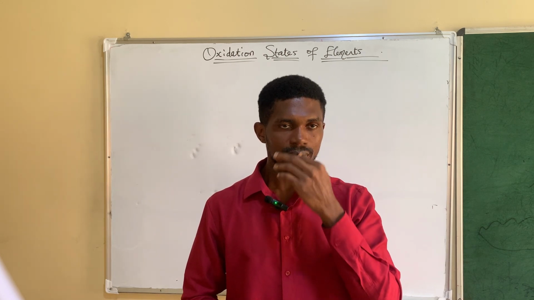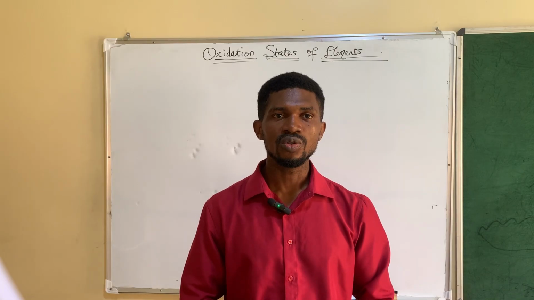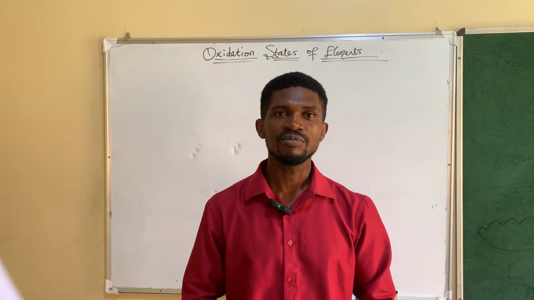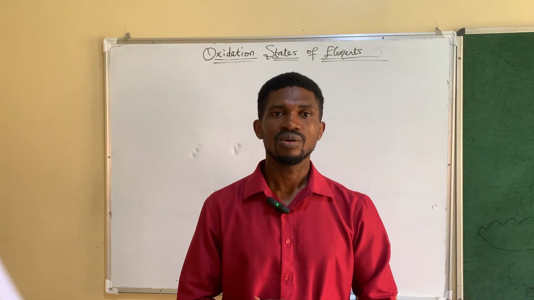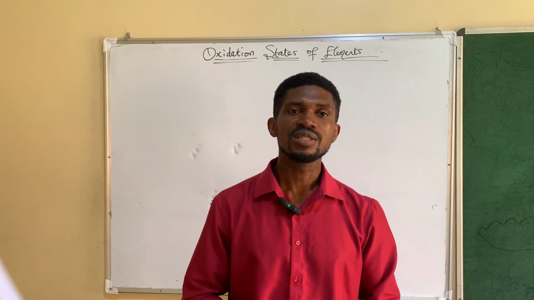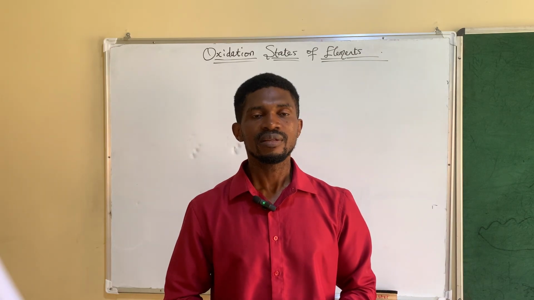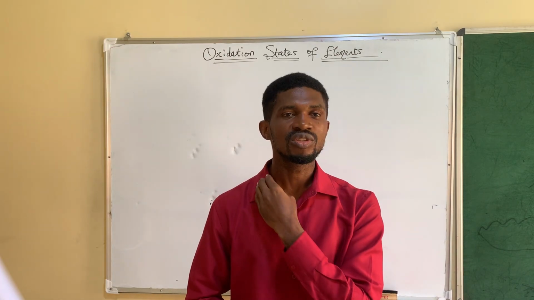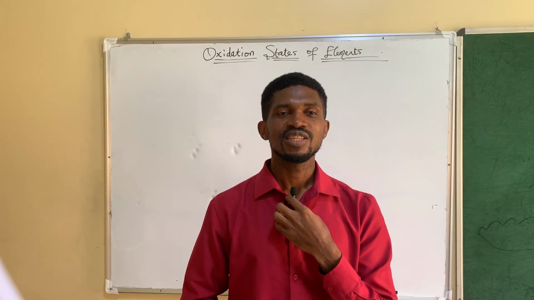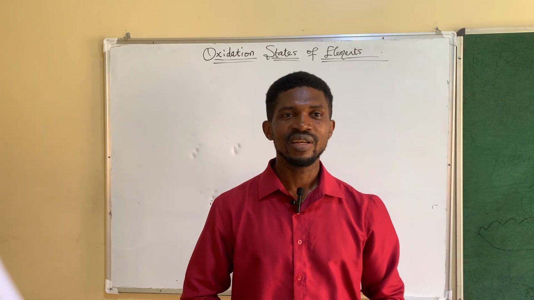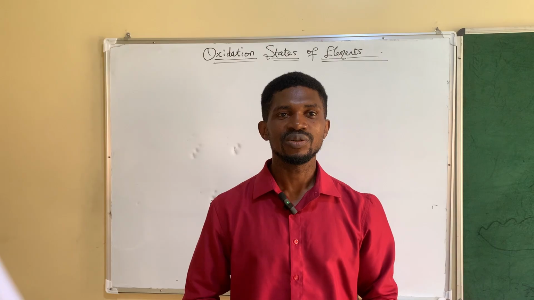You are required to know the elements from 1 to 20 for you to know the oxidation state. Or if you do not know it, you can refer back to your periodic table. But even with the periodic table, you should be able to tell the oxidation state just by knowing the group. I will explain all that in this video.